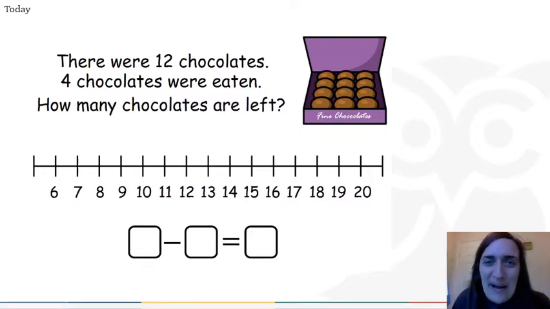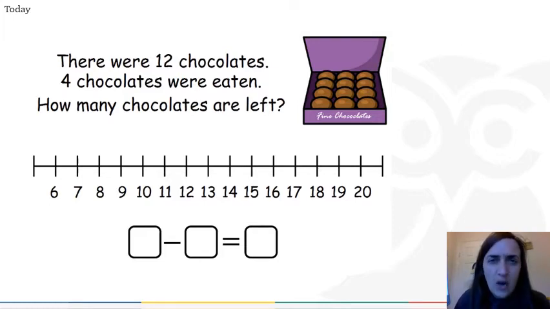It's all about chocolates. How many chocolates are in the purple box? There are 12 chocolates in the box. 4 chocolates were eaten by Miss Harling. So how many would be left in the box?